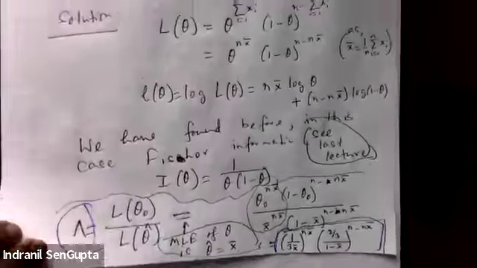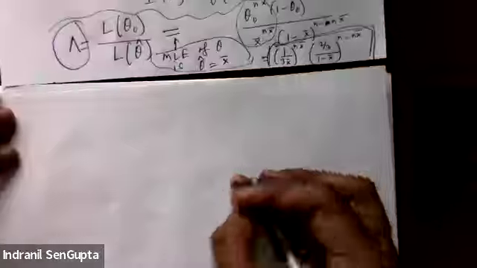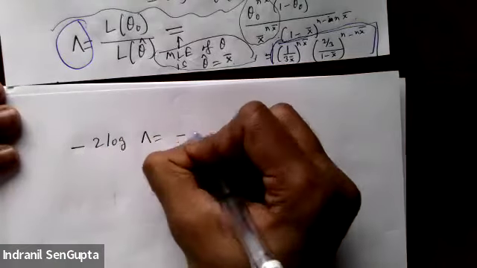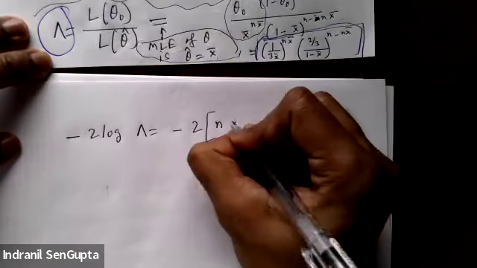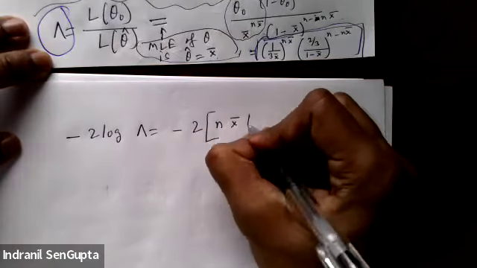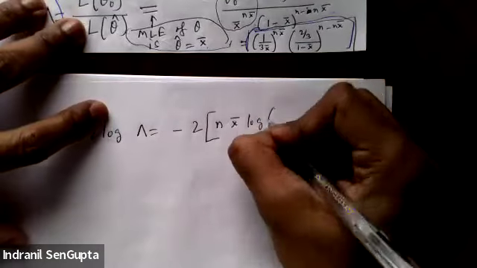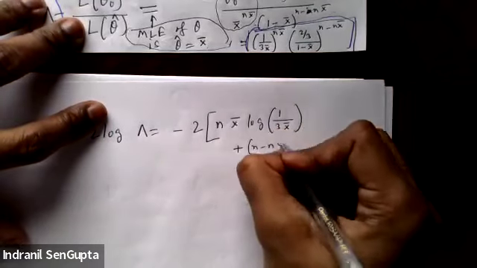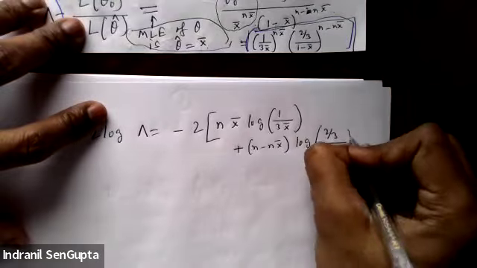Okay. So this part, I mean, we can even compute. So now what is minus 2 log lambda? Minus 2 log lambda from here is very easy. So minus 2 log of lambda is basically minus 2 times, if I take the logarithm of this thing, n x bar log of 1 over 3 x bar plus n minus n x bar log of 2 over 3 times 1 minus x bar.